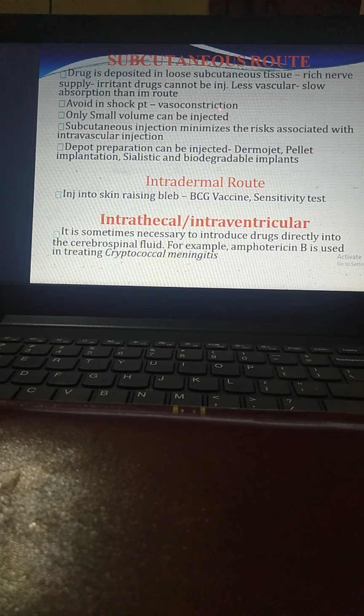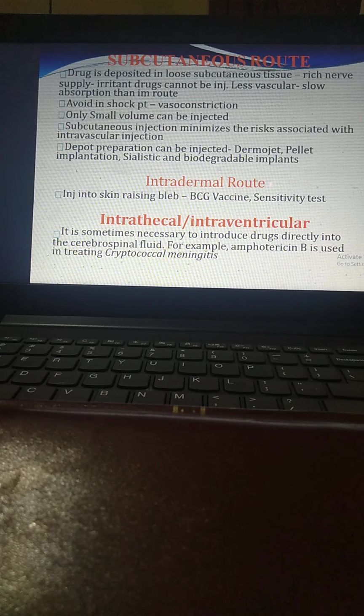Only a small volume can be injected, it is not a big volume, it is 0.2 ml. Subcutaneous injection minimizes the risks associated with the intravascular route. Suppose we give insulin IV, there will be brisk hypoglycemia and the person can die. That's why subcutaneous is released slowly and maintains the response for a longer time. So depot preparations can be injected, like dermojet, pellet implantation, cellulosic and biodegradable implants. So it can be slowly released there. So this is very important.